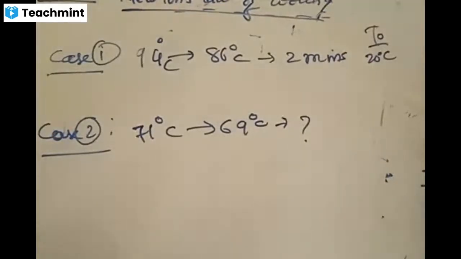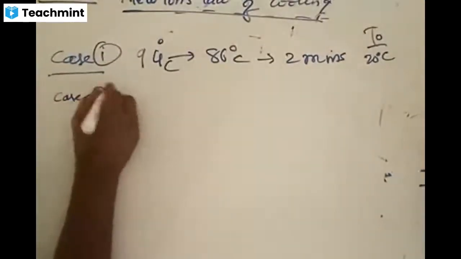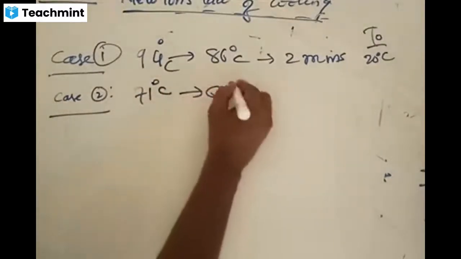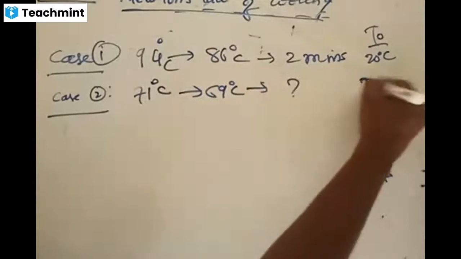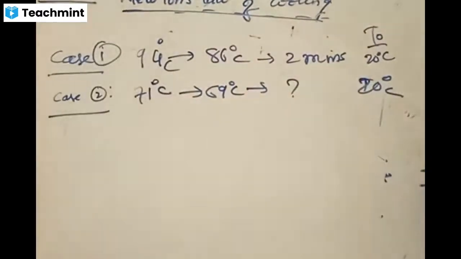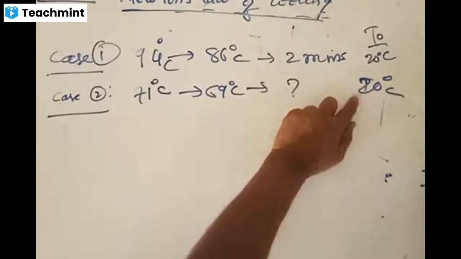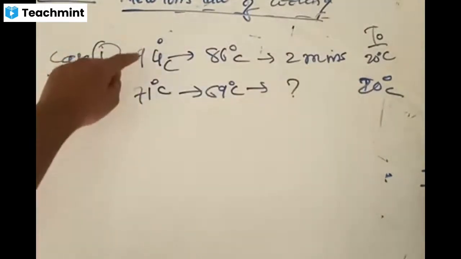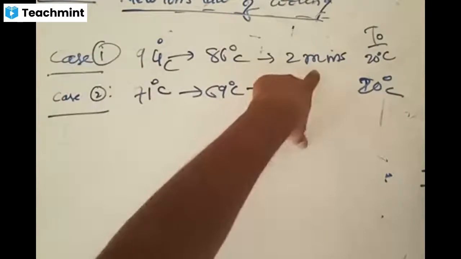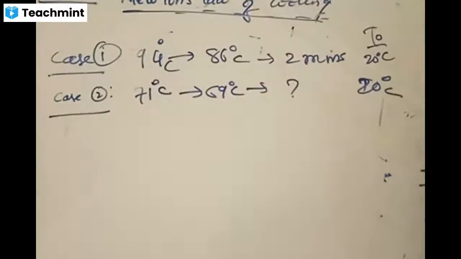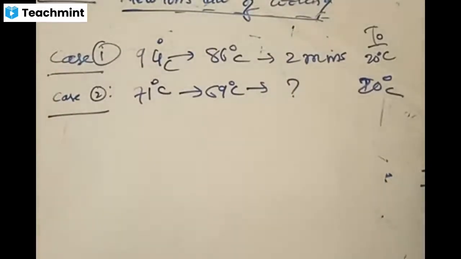Now let me write like this. There are two cases, right? I'll write them closer. Case 1, case 2. Concentrate on the solution now. In case 2, it should go from 71 to 69 in how much time, where the temperature of the surroundings will not change. These are the two things given in the question, right? Room temperature is constant, 20. Initially, it is going from 94 to 86 in 2 minutes. Later, it should go from 71 to 69 in how many minutes? This is what is given in the question. Is the question clear now?